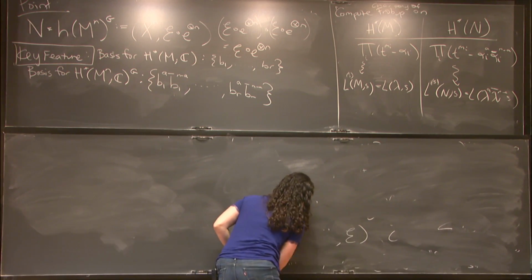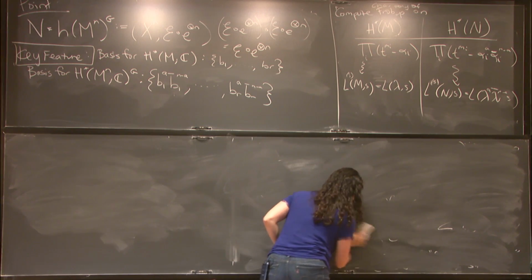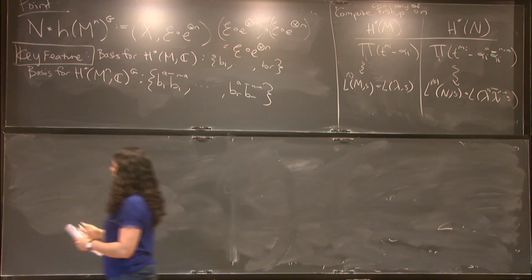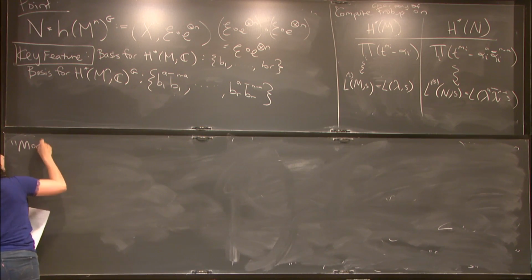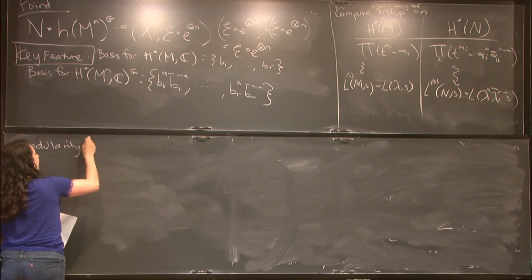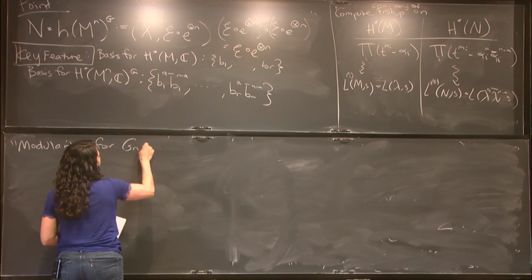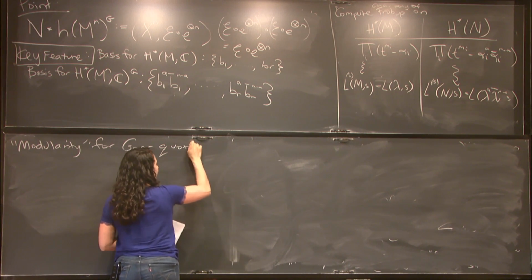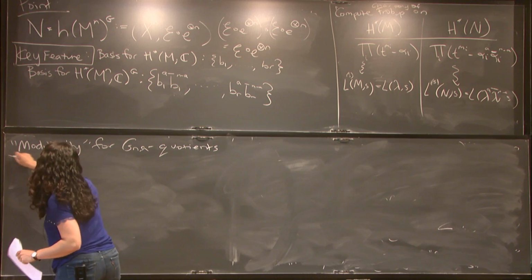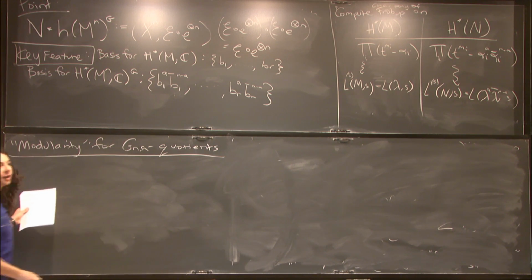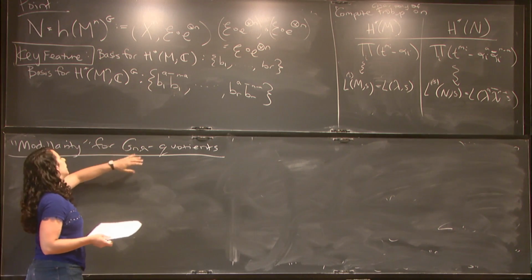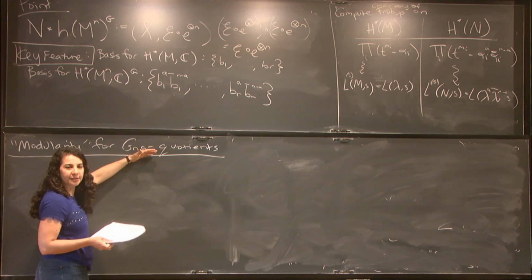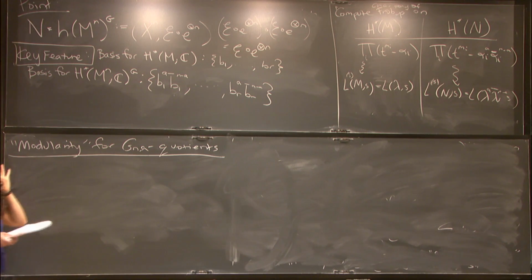So when I talk about these varieties, I'm going to call this modularity, but in quotation marks, for these G-N-A quotients. And why do I put modularity in quotes? Well, these are going to be modularity results largely for singular things. These quotients will be singular. But still, I think it's something like a modularity result.